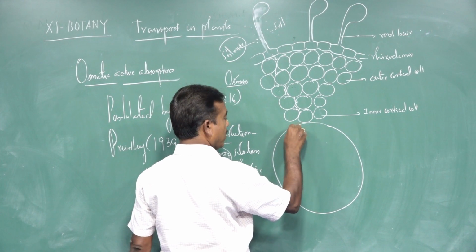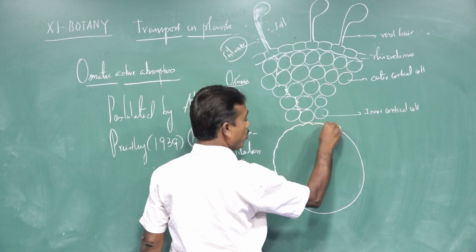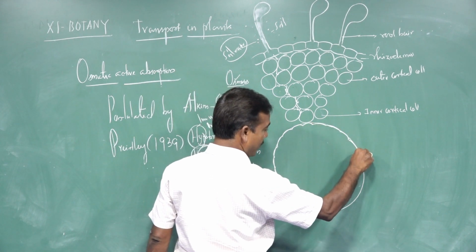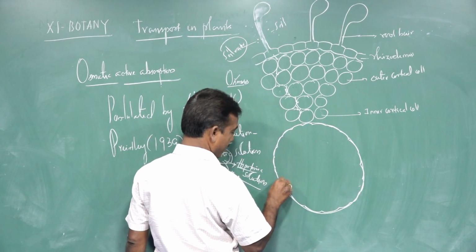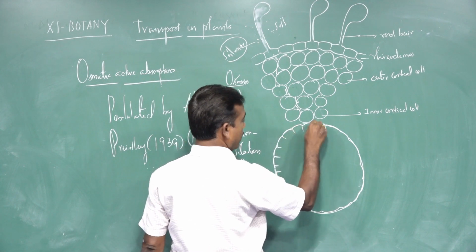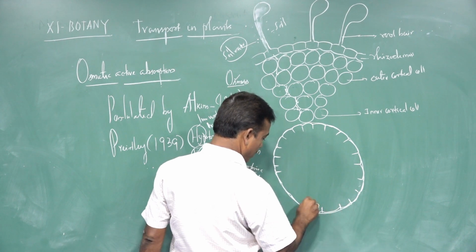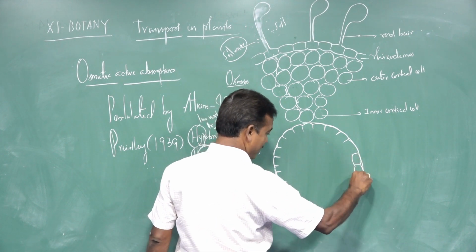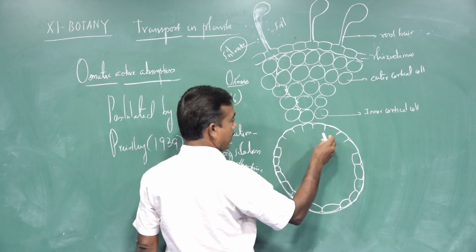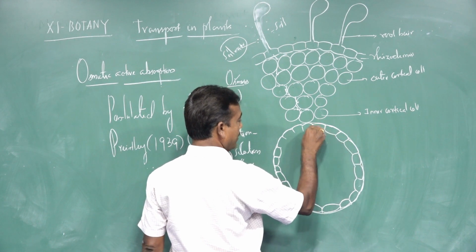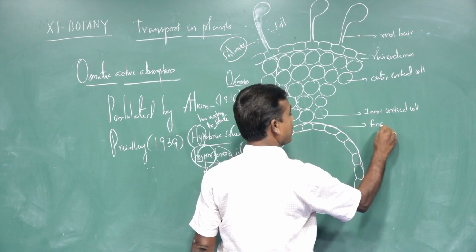After the inner cortical cell, the water molecule reaches the innermost layer of the cortex, which is commonly called the endodermis. So the endodermis is nothing but the innermost layer of the cortex. The water molecule, after the inner cortical cell, reaches the innermost layer of cortical cells, commonly called the endodermis.